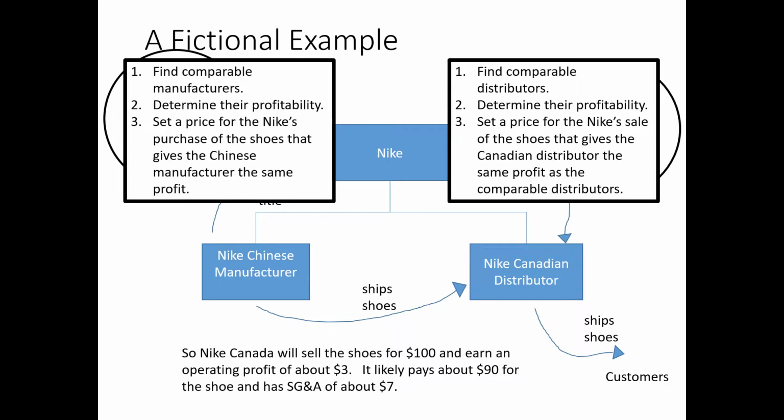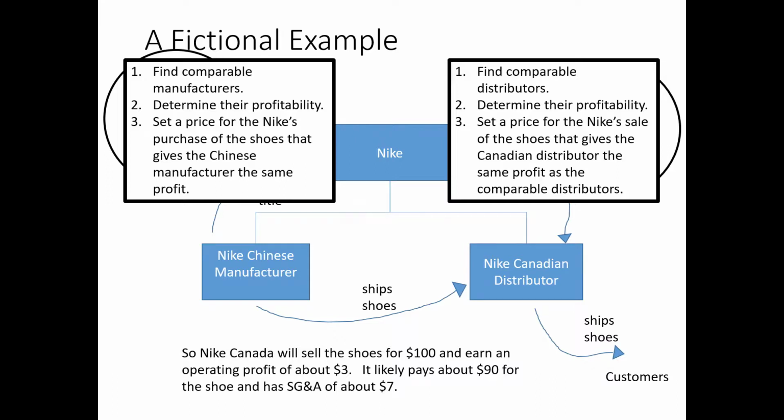So in that case, it's going to probably have a P&L that'll say something like it'll pay $90 to Nike for the shoe, and it's going to have some SG&A, some selling and general administrative expense. Won't be super high because they aren't doing the big Nike ad campaigns. They're just doing their selling and general administration. Say that's about $7. So they pay $90. They've got their own costs of about $7, leaving them with about a $3 profit. Pretty realistic on that side.